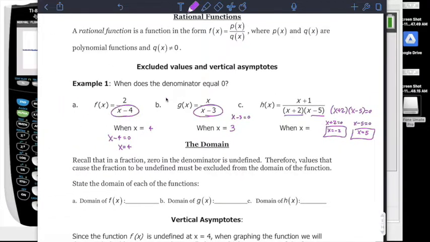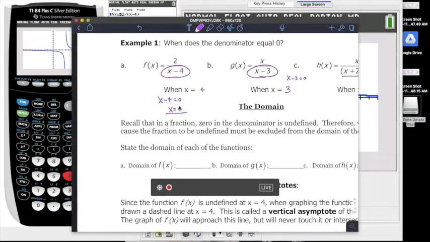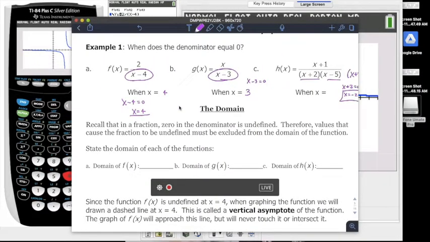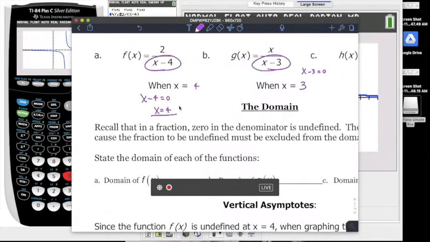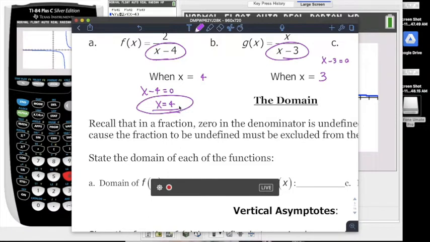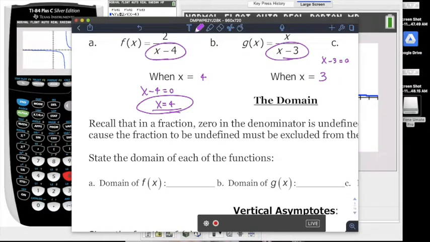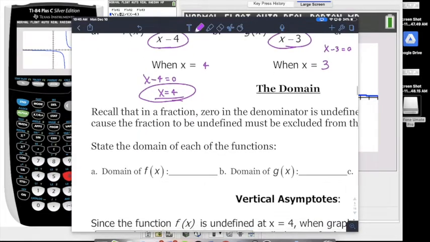So what that does is messes up our domain values when we're looking at our graphs here. So for this next part here, they're asking for the domain. Recall that in a fraction, 0 in the denominator is undefined. Therefore, the values that cause that fraction to be undefined must be excluded from the domain of the function. So state the domain of each of these functions that we had above here. So since we had an asymptote at 4, or a gap basically, a gap at 4 right there.